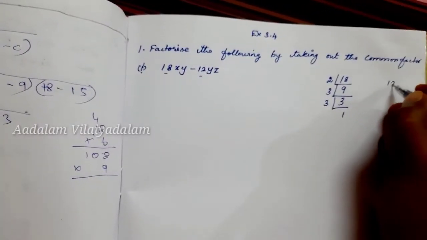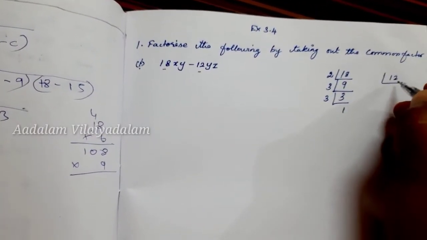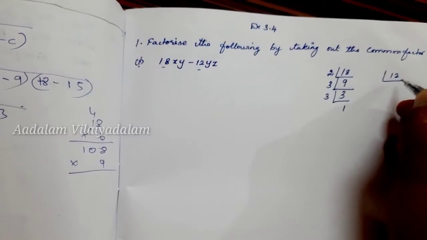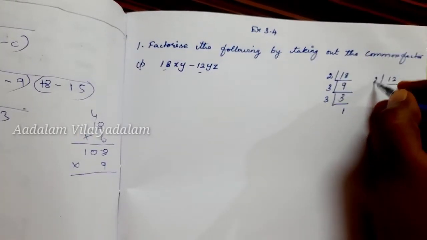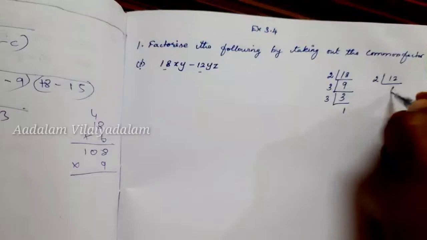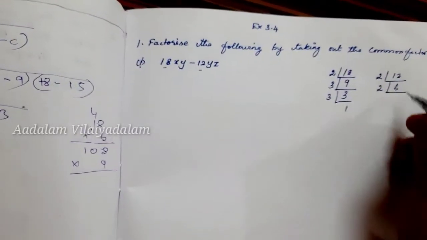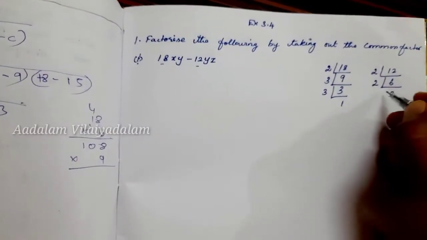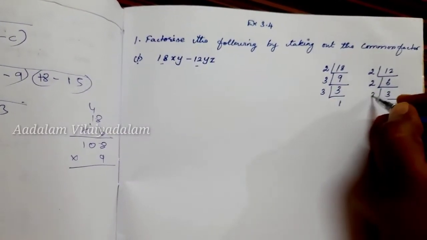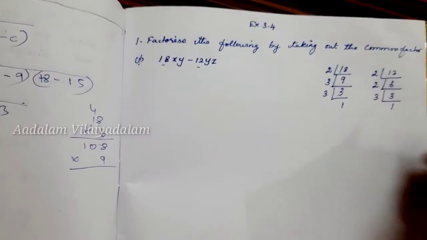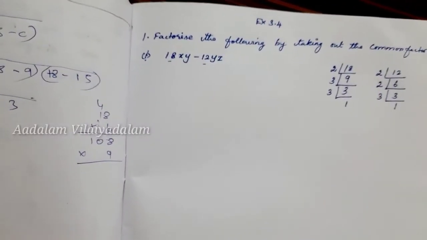What about 12? This can be factorized using the 2 table. Then 2 6s are 12. Again we can go for the 2 table. Then 2 3s are 6. And for the 3 table we go for 3 and we get 1.